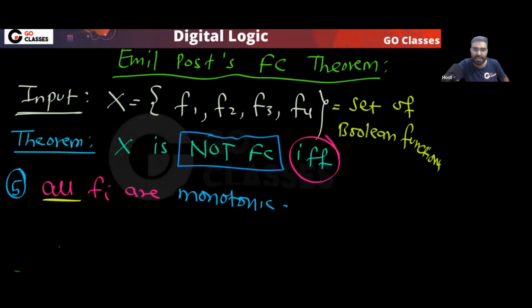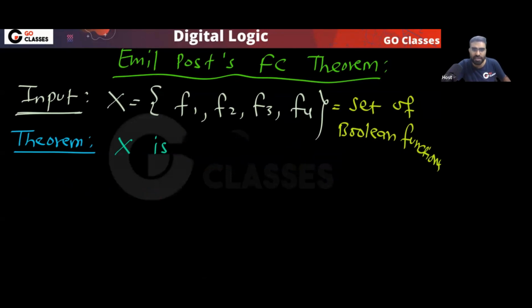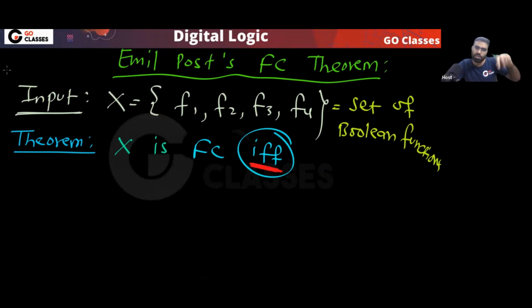So when will it be functionally complete? Now tell me, X is functionally complete if and only if what? Some student is asking, can I say Post's theorem is a negativity test? No, this is an if and only if theorem. It works both ways: it is a positivity test also, and a negativity test also. So tell me, when can I say X is functionally complete?